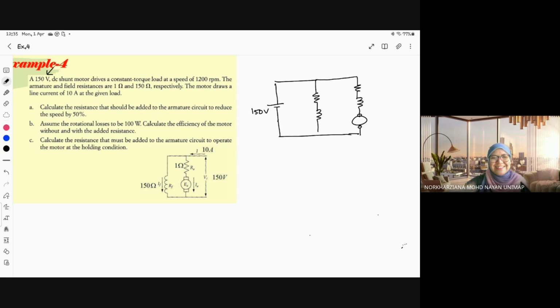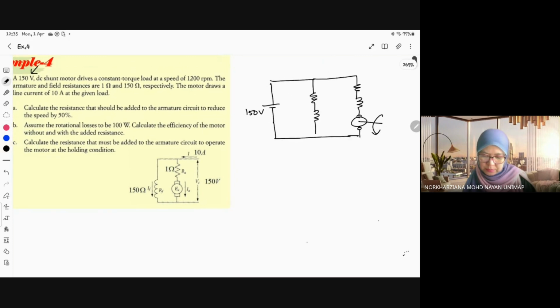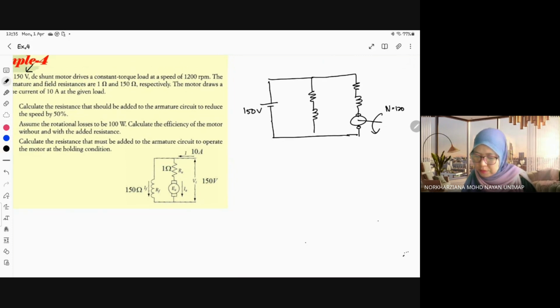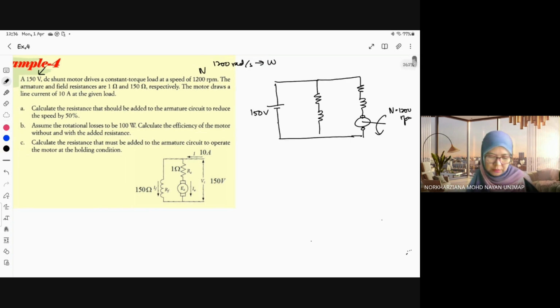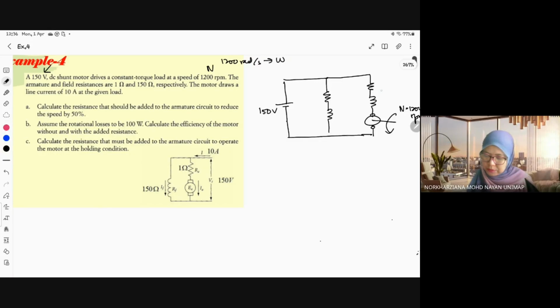Okay, let's proceed. Earlier 150 volt DC shunt motor drives a constant load. So we have a speed here. Your N is 1000. When it says RPM, you need to use N. If it is 1200 radian per second, this one is omega. That is the difference. Next, the armature and field resistance is 1. So this one is armature 1. Field resistance is 150.